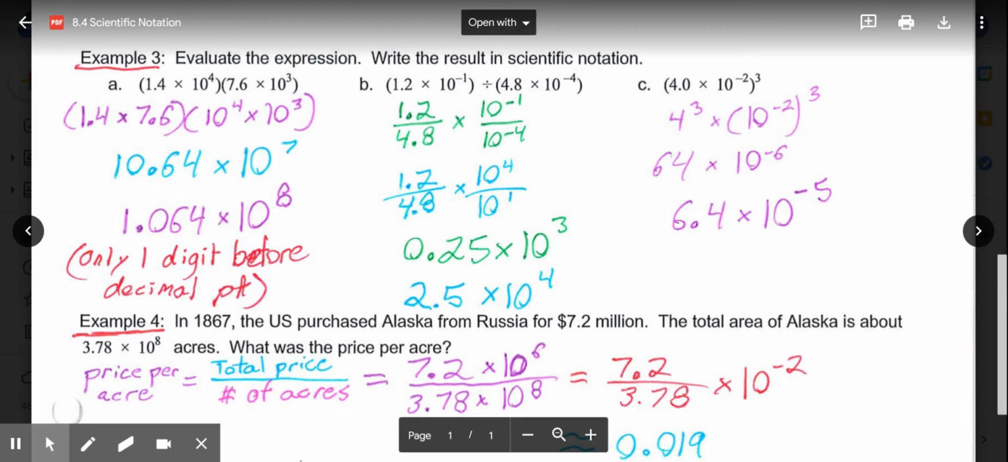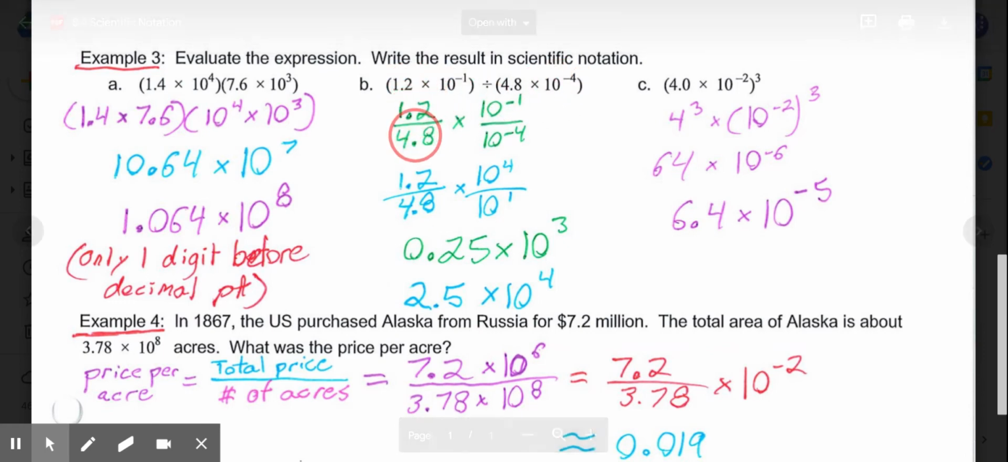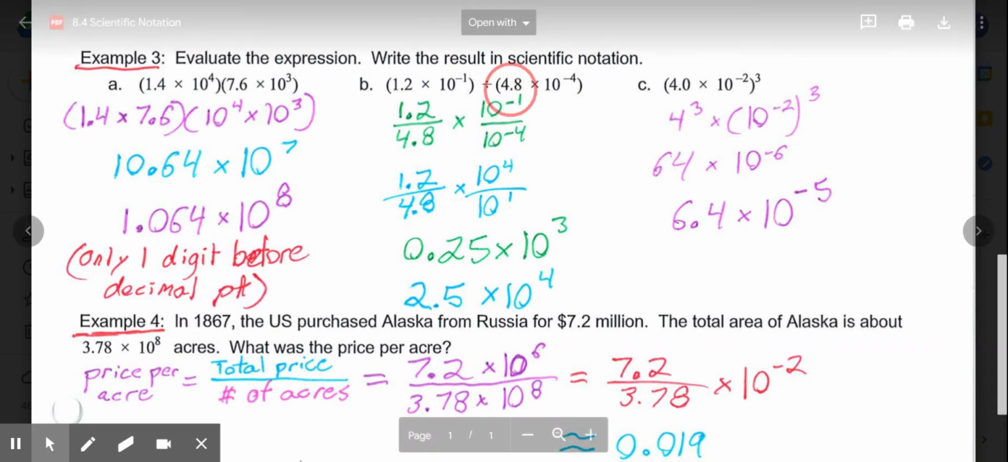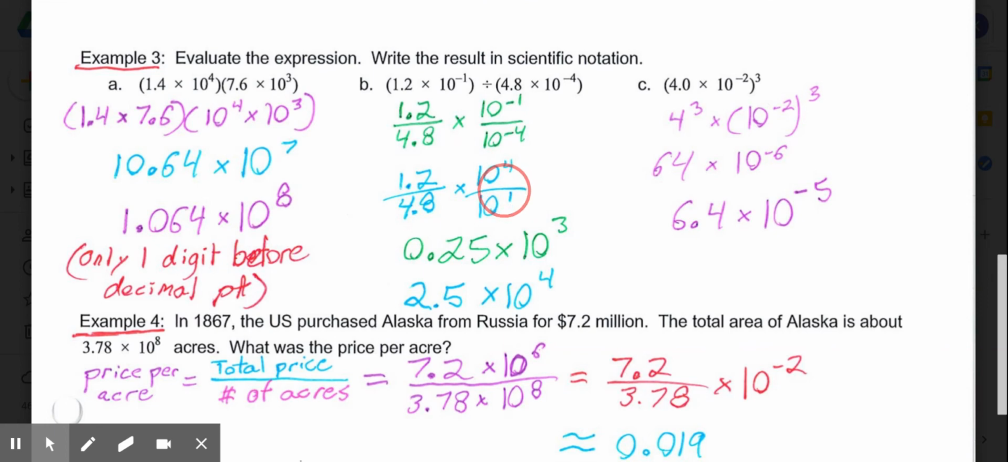In B, we have division. So we have 1.2 times 10 to the negative first divided by 4.8 times 10 to the negative fourth. So we set up both parts in division. 1.2 divided by 4.8 at the beginning, 10 to the negative first divided by 10 to the negative fourth. Well, both the 10 to the negative powers would flip sides of the fraction. So really this is 1.2 over 4.8 times 10 to the fourth over 10 to the first.